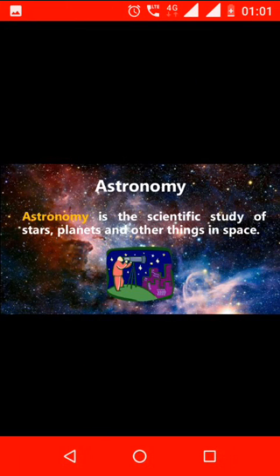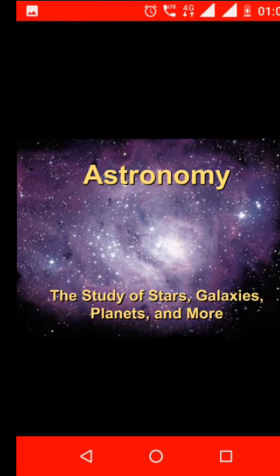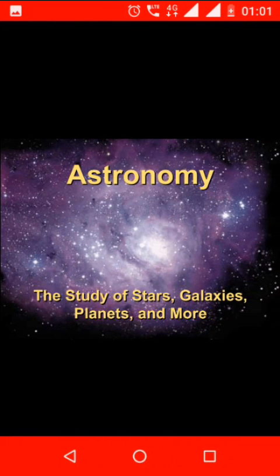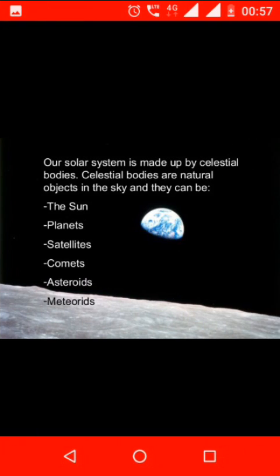Next, see the picture: astronomy, or astronomer. Both are called the same. Astronomy is the scientific study of stars, planets and other things in space. So the fifth point and third point you can understand. Astronomy studies the stars, galaxies, planets and more using Newton's law of gravitation.